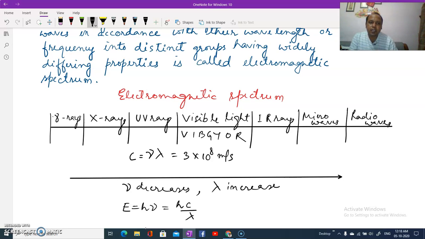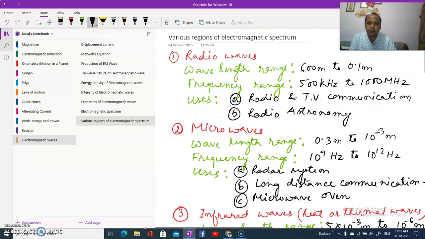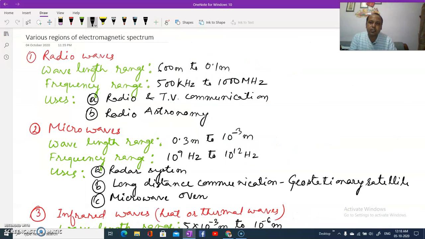So radio waves are having the maximum wavelength but the minimum frequency. Then comes the microwave, then infrared. So what we will do here is discuss separately this set of all the electromagnetic waves having different range of frequencies and wavelength, and we will see what are their frequency range and wavelength range and what are their uses. See to it very carefully and if there is any doubt, then you can post me the doubt after the video.